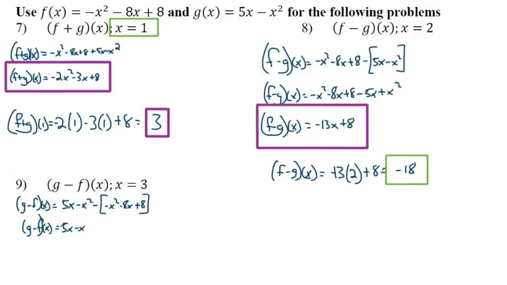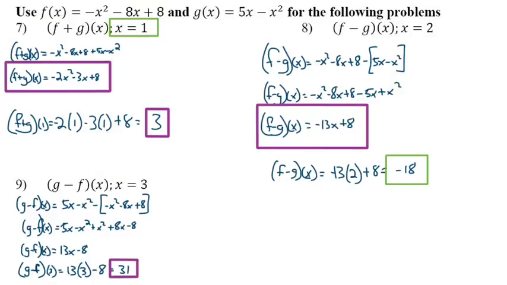g minus f of x equals 5x minus x squared, that's a 5, plus x squared plus 8x minus 8, and we get g minus f of x equals, again, the x squareds cancel out. This time we get positive 13x, but we get a negative 8. And evaluate at 3. Okay, so g minus f of 3 equals 13 times 3 minus 8. 13 times 3 is 39, minus 8 would be 31. And there you go.